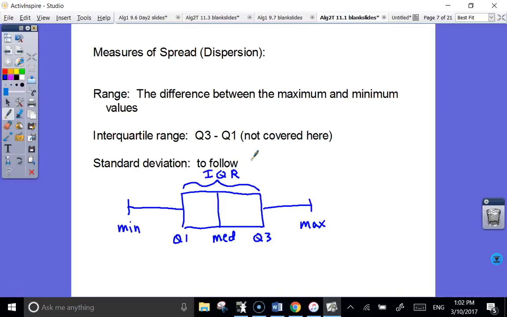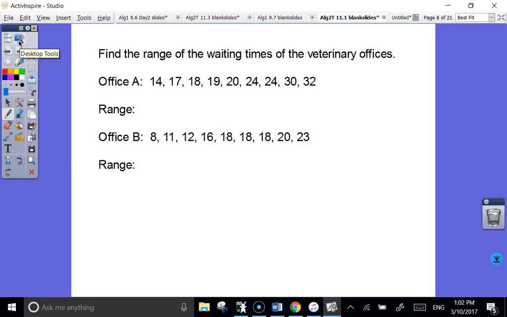I mean, they actually go together. You wouldn't use the mean and the IQR, or the median and the standard deviation, right? They kind of go together, those things. Okay, so we'll get to the standard deviation in a minute. That will be the highlight of your day.